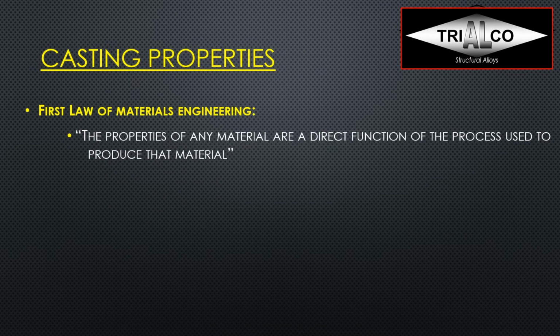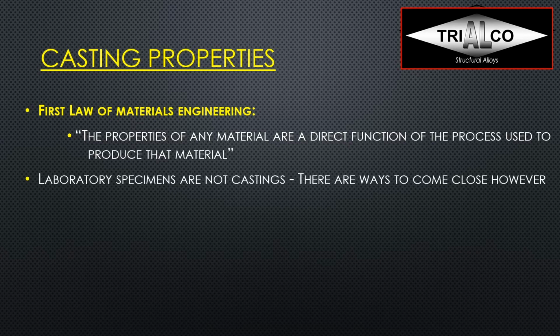So now let's have a look at casting properties. The first law of materials engineering is that the properties of any material are a direct function of the process used to produce that material. So it is very clear that laboratory specimens are not castings. There are ways to come relatively close to very similar properties, but it's not going to be the same. And separately, cast tensile bars are not castings either.